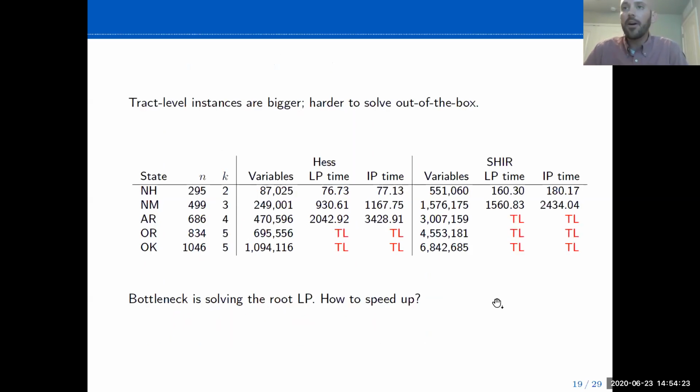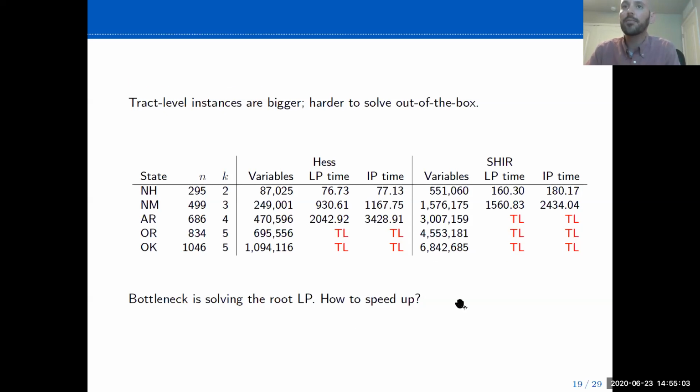But we'd maybe also like to see some tract level instances. And if you just send this Hess model or this Schur model to Gurobi, you're going to have problems. These models grow, I guess the number of X variables grows like n squared. And so you can see very quickly that the number of variables is large, and actually we're not able to solve the LP relaxation within an hour. But when we can solve the LP relaxation, we can typically solve the IP. So it seems like the bottleneck is really solving that root LP.